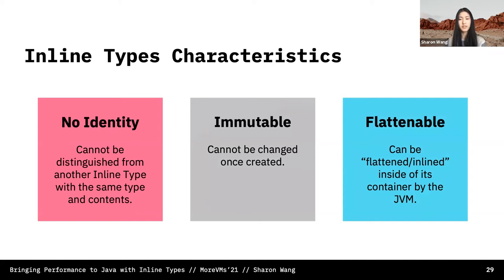Overall, inline types share similar characteristics to primitives. At the same time, you can think of inline types as restricted classes, since they have limited capabilities compared to classes. But those limitations are also what makes inline types perform better than classes. Now we'll go over a simple example for flattening.